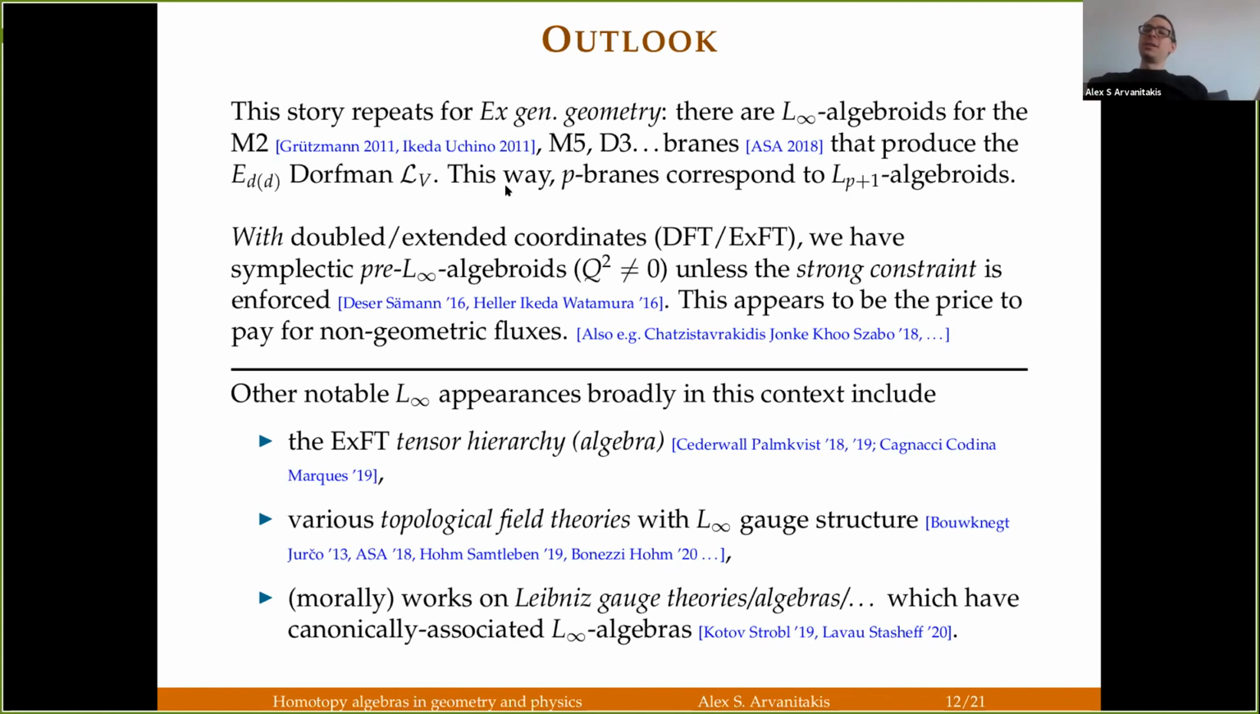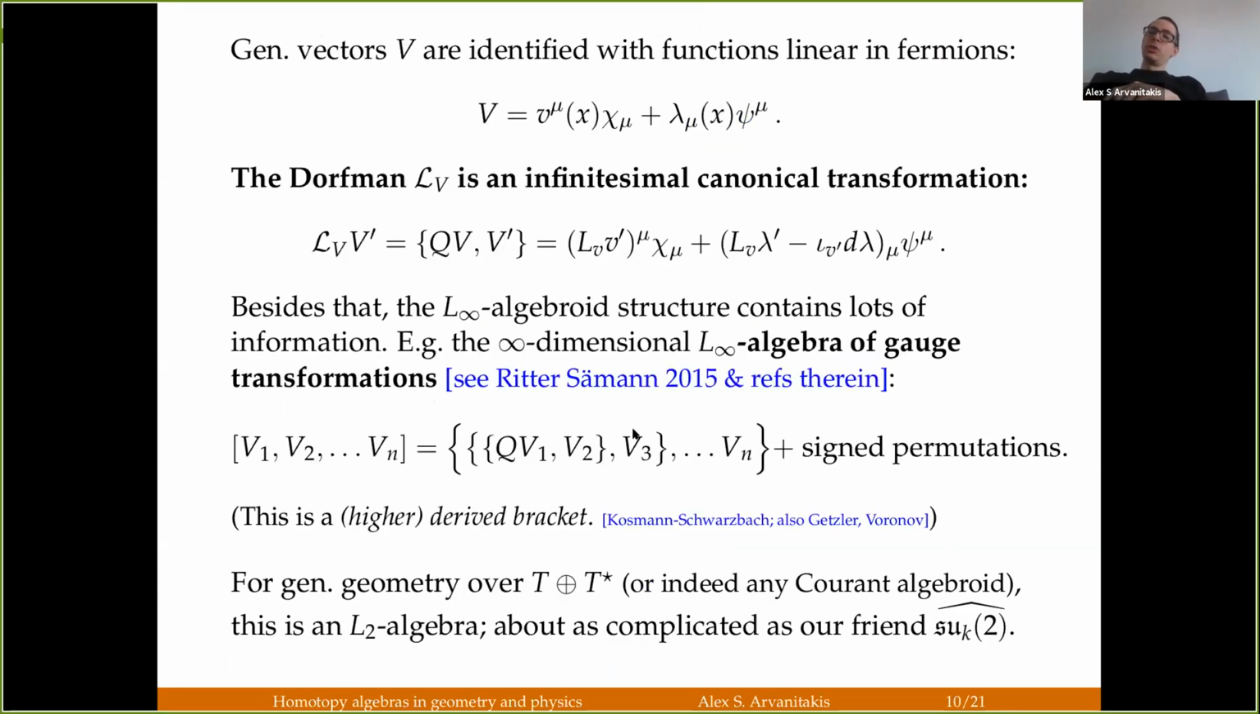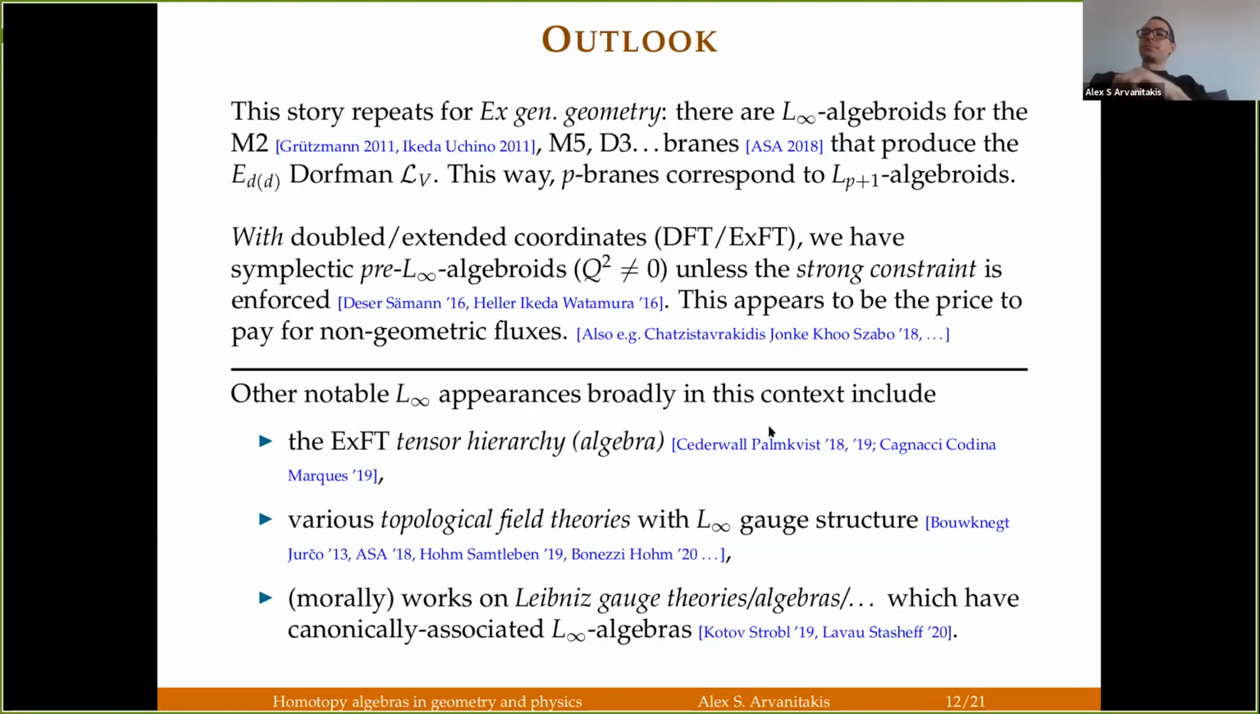And the general pattern is, if you have a P brane, it corresponds to an L P plus 1 algebroid, which means that a derived bracket expression like this, which has more than P plus 2 elements, automatically vanishes. And the reason for that just has to do with how fluxes enter into the algebra of Dorfman derivatives.